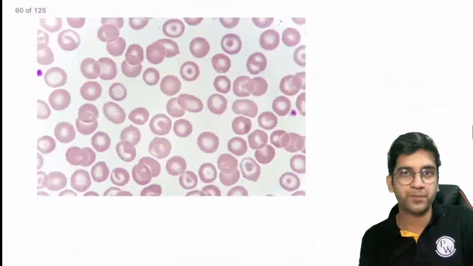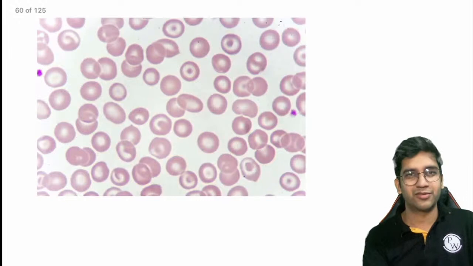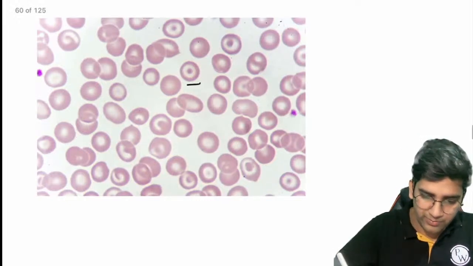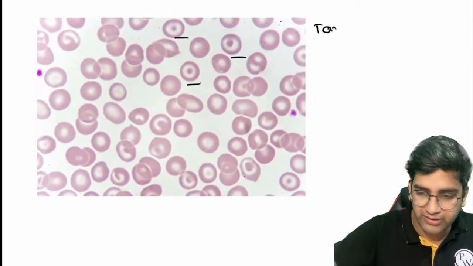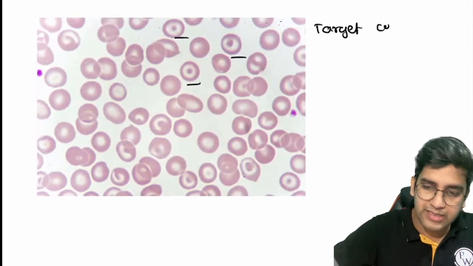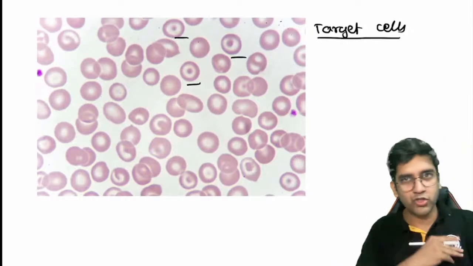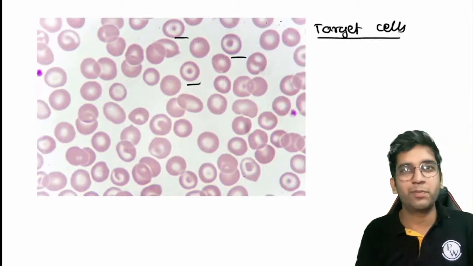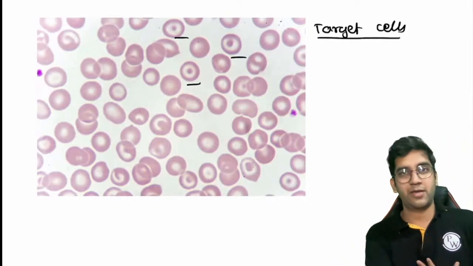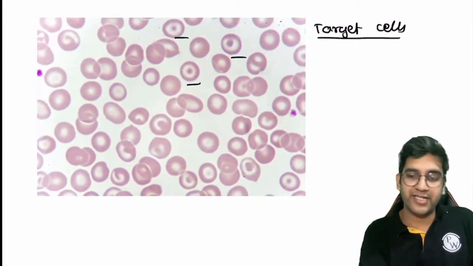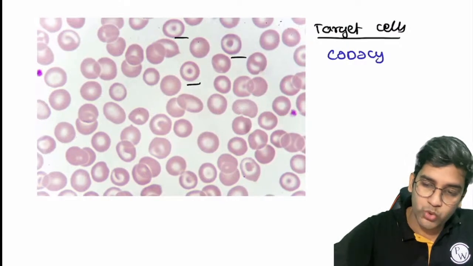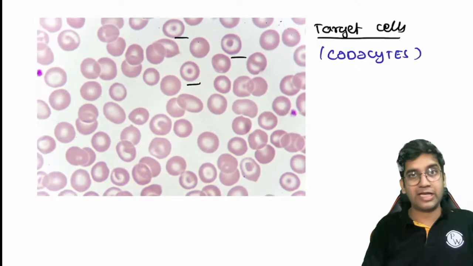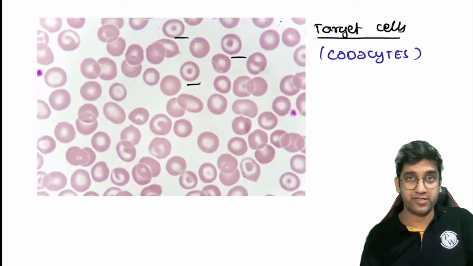Okay. What is this? The spotter. What are these? I'm sure everyone here will know the answer. You'll jump to the answer, right? That's perfect. Target cells. Target cells are easy to pick up. I'm sure everyone who's going to sit in the exam will pick up target cells. So if I am the examiner, I have to make it a little bit difficult, right? I use the term codocytes. Codocytes are also called target cells. Codocytes actually means bell. Target cells are supposed to be bell-shaped cells.